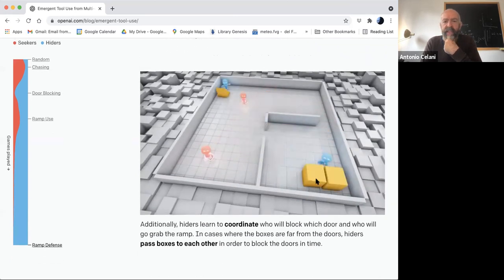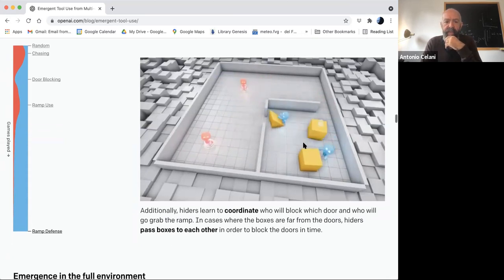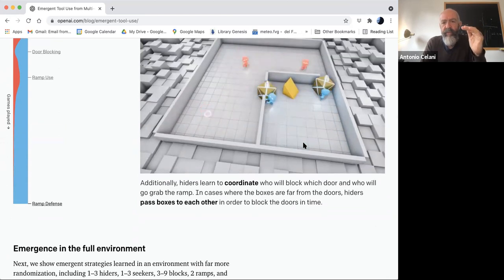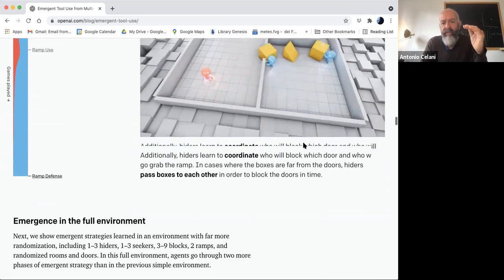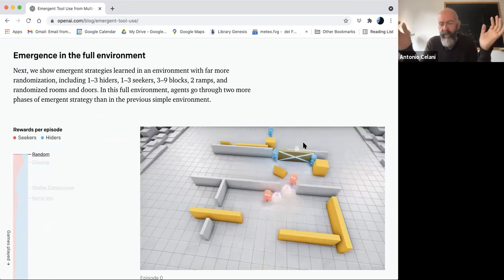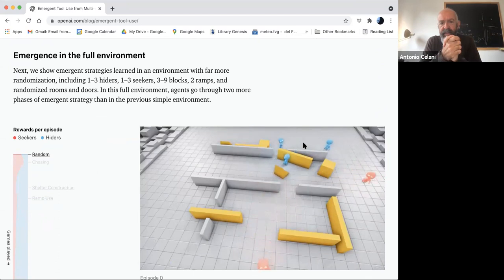Okay, this is what I said earlier, that they coordinate. So while one gets the ramp, the other one fixes the blocks so they can speed up the thing. Okay, now at this point, they move to a more complex, richer environment, which has lots of stuff in it. So there are moving blocks, the walls now are not entirely separating a room from the other space, but they can move around more stuff, etc. Okay, so there are ramps, there are blocks, there are all sorts of things.